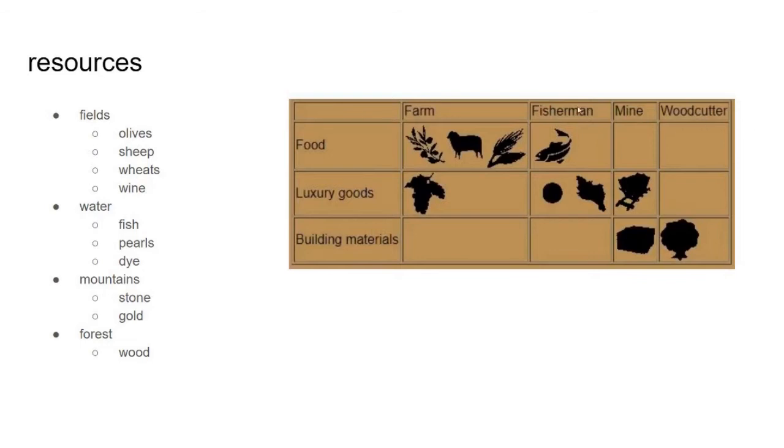Shown again here. So farms are on fields, fishermen come from the water, mines are in the mountains, and woodcutters are in forest. Now we have three categories of resources. We have food. So we can get 3 food from farm and 1 food from the sea. We have luxury goods. We can get 1 from the farm, 2 from the sea, and 1 from the mines. So we have wine, pearls, dye, and gold. And we have 2 different types of building materials, stone and wood. So those are the 10 resource types that are used within the game.